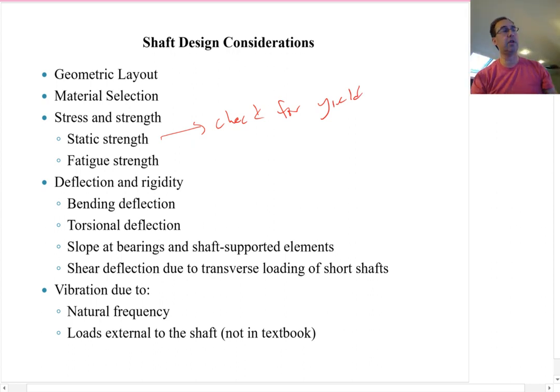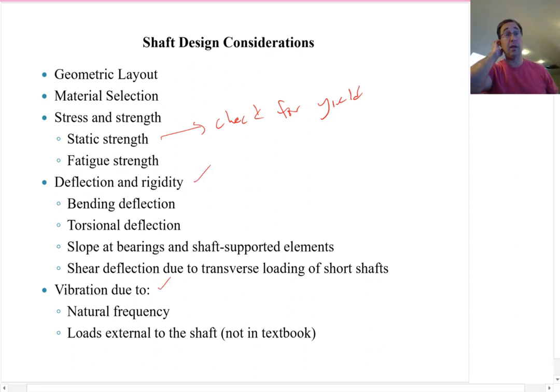And obviously, a shaft is spinning around at tens or hundreds or thousands of revolutions per minute. You can imagine that gets up to 1 million or 10 million cycles pretty quickly. So that leads us into the realm of fatigue failure. Along with checking for just static yield as the shaft just sits there, you also have to check for fatigue failure. The last two bullet items are deflection and rigidity, and vibration.